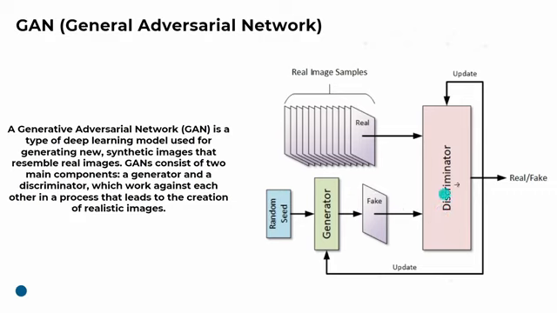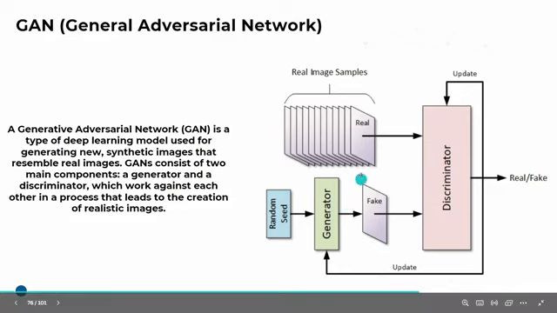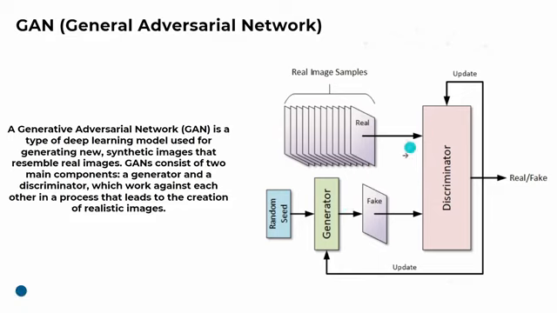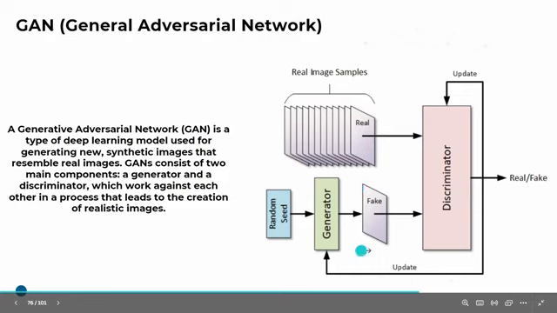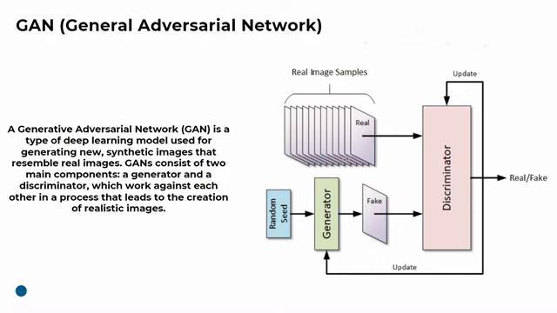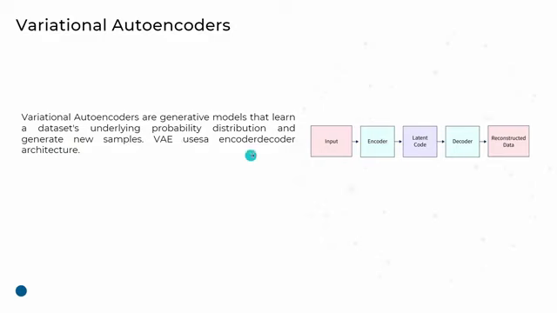So this is like a rat and cat competition. Both are trying to compete with each other. So when will it stop? When the discriminator is no longer able to classify the generator's output as fake, and the generator is able to produce good quality images which directly resemble the real images. Next we will see the variational autoencoder.